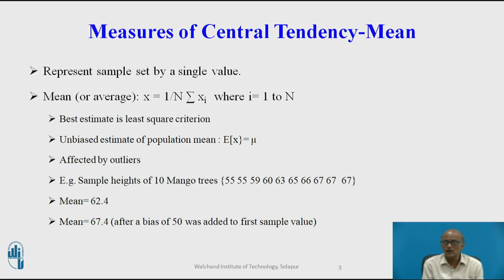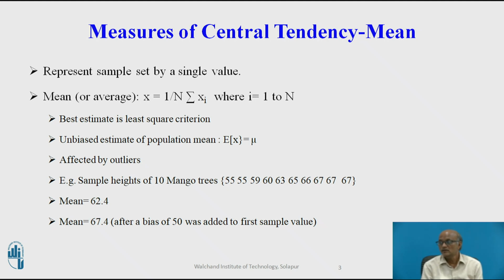Just a recap of what the mean is. The formula is 1 upon n, sigma x of i, where i is equal to 1 to n. x is nothing but the data points or the sample data. Do the summation of all those sample data and divide by the total number of values. That is nothing but the average. It is best under the least square criterion. It is an unbiased estimate of the population, but it is affected when outliers are there.